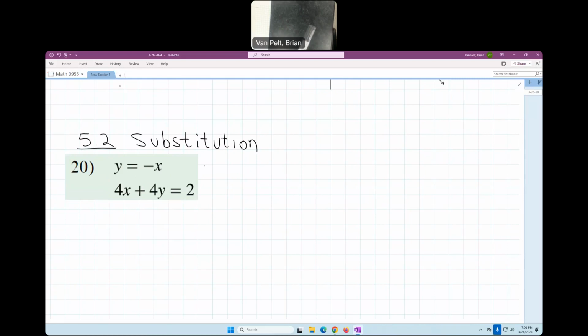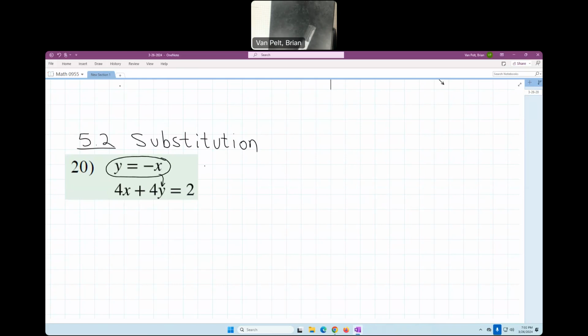So when you do it here, it goes like this. Look at this first equation here. See this? What if I took this? I know that whatever y is, it has to equal negative x. I take this and replace this y with this. So I'm going to substitute this thing here into this slot.